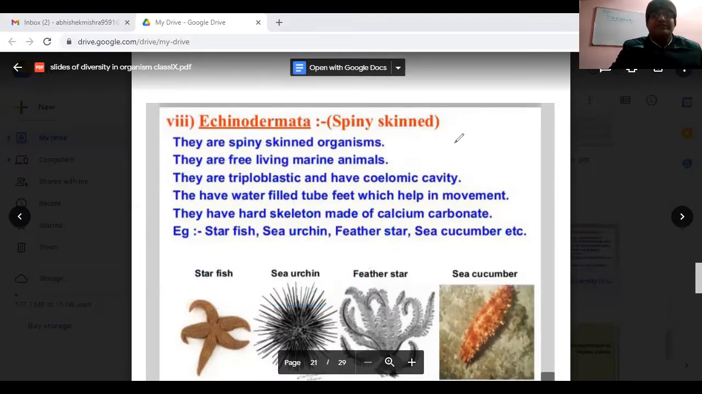They are free-living marine animals. Remember, students, this is the first phylum of the kingdom Animalia which is exclusively marine. That means they are living in the sea. They are triploblastic and have a coelomic cavity, and they have water-filled tube feet which help in movement. They have a hard skeleton.